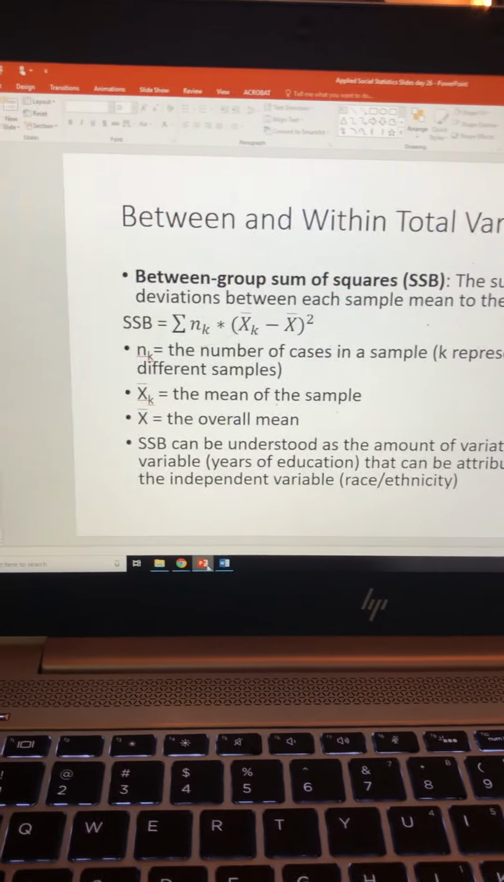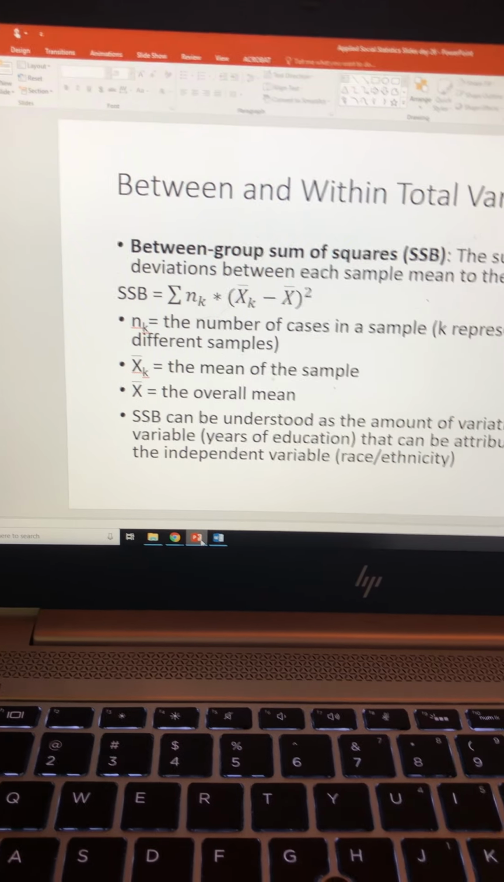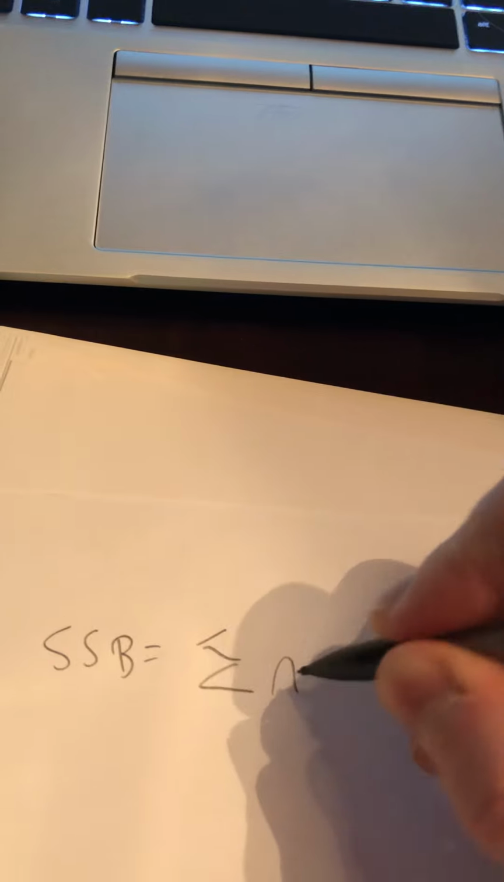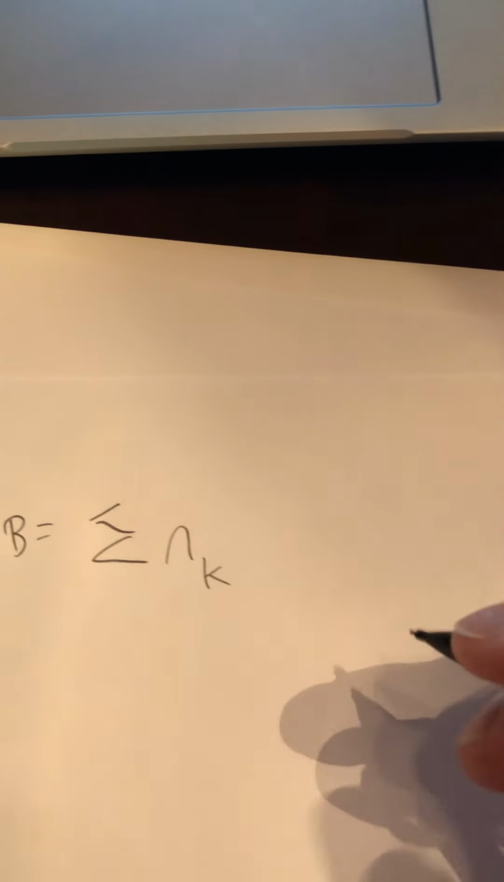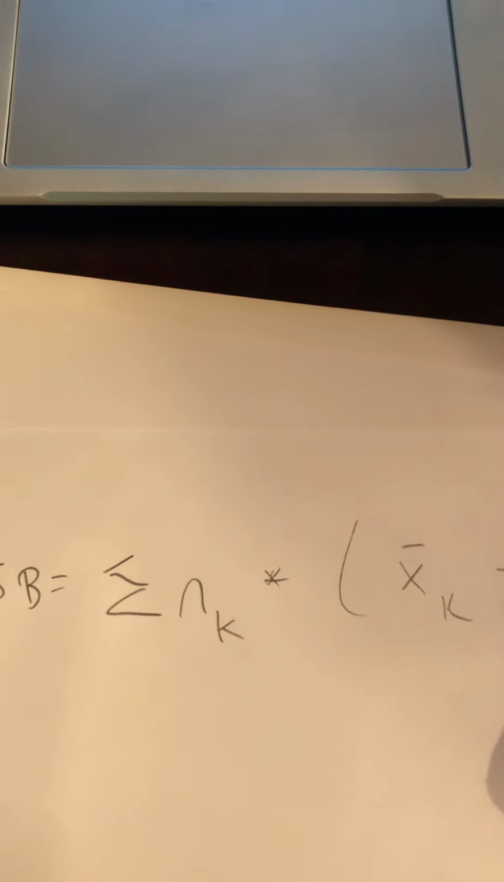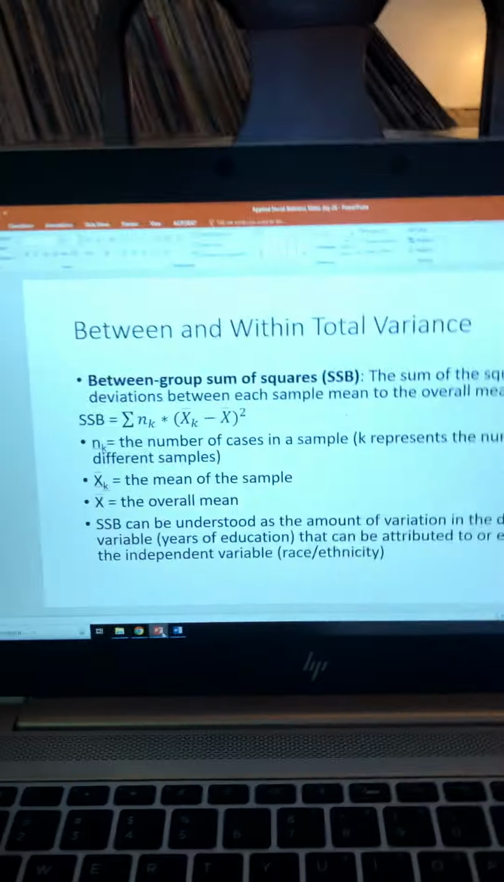So the sum of squares between is equal to the sum, over all groups, of the number of cases in the sample times the sample mean for group k minus the total sample mean, squared. Nothing new here. I'm just rewriting the equation. I'd like you to start with writing the equation out too, because it's going to help keep you in order.